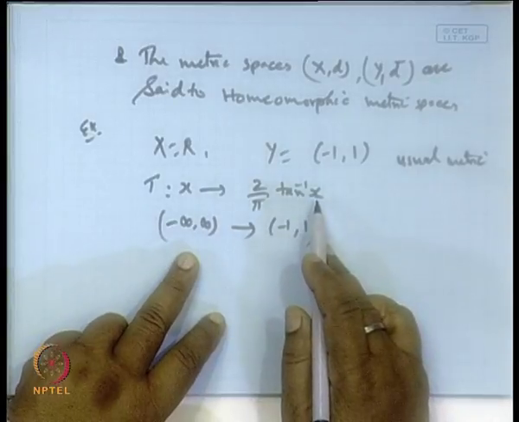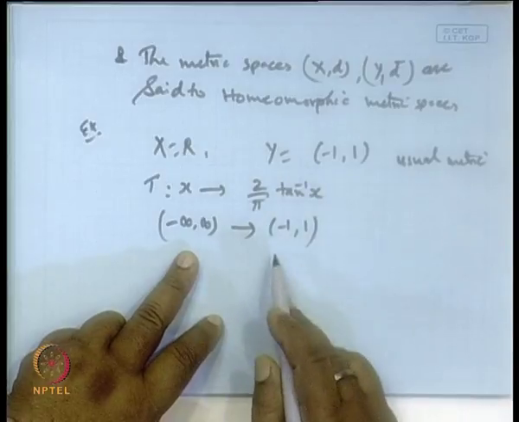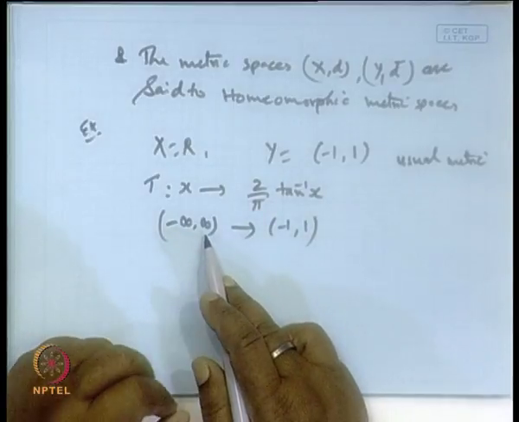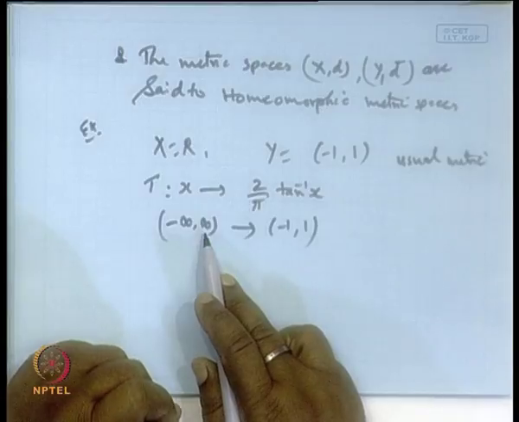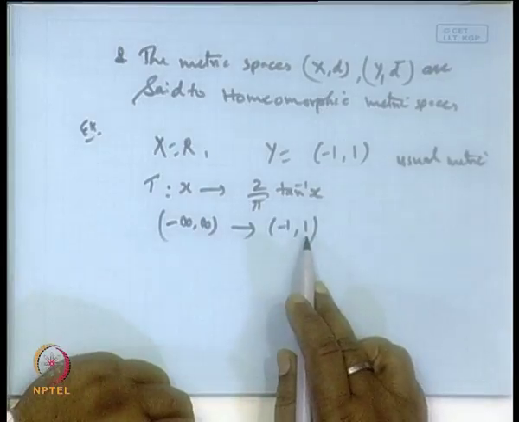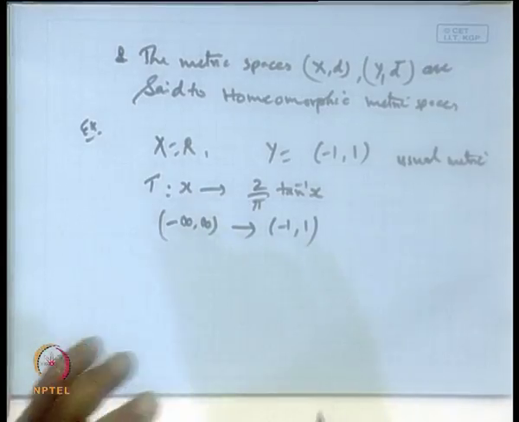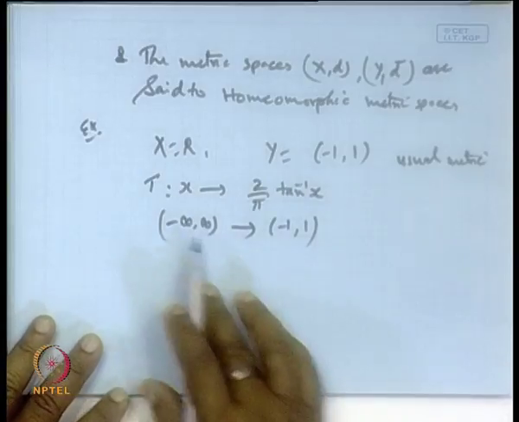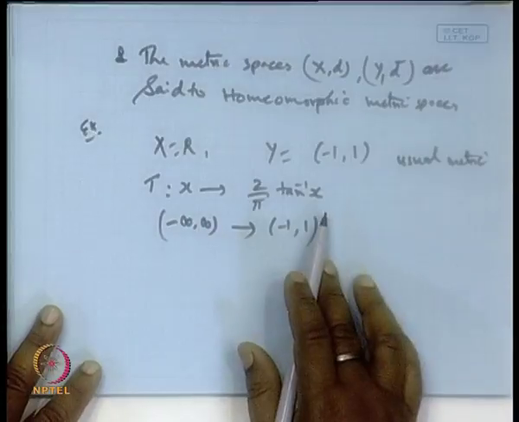When x is minus infinity, tan inverse is minus pi by 2. So, this becomes minus 1, and when x tends to pi by 2, it goes to infinity, so it tends to 1. So, it is the open interval minus 1 to 1. Now, this mapping T is a continuous mapping.